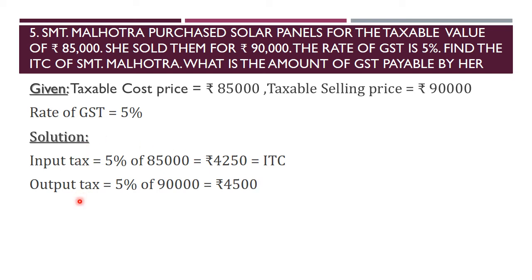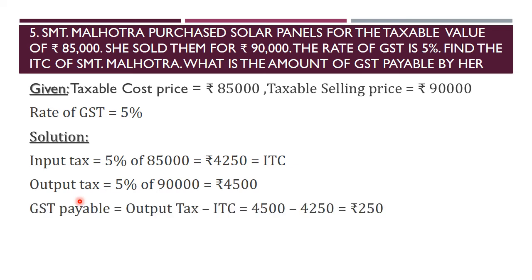So input tax and output tax we got. Now we apply the formula of payable GST. So GST payable is equal to the difference between output tax and input tax credit, that is output tax minus input tax credit. So 4,500 minus 4,250, and the difference is rupees 250.